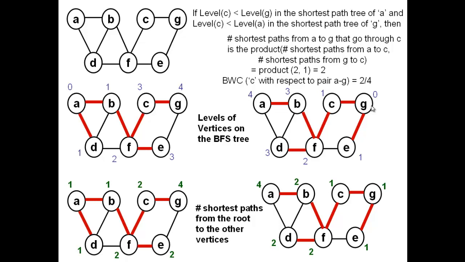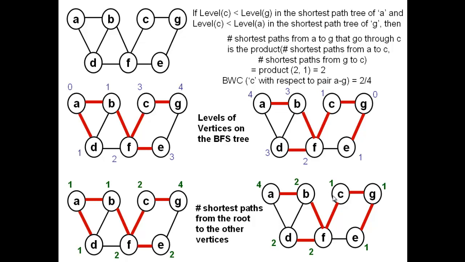So the number of shortest paths from A to C is going to be 2, from this shortest path tree, we can find the number of shortest paths from A to C. The number of shortest paths from G to C is 1. So we take the product of these two numbers, which we get 2, which is the number of shortest paths from A to G that go through C.